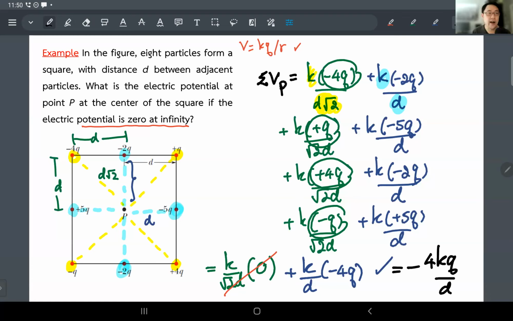Not too bad. I hope you learned something today. Maybe I talked too much today, but that's what it is. That's about the electric potential. Next time we're going to go deeper into more complicated problems, but at least you get the basics down today, guys. That's it for today.